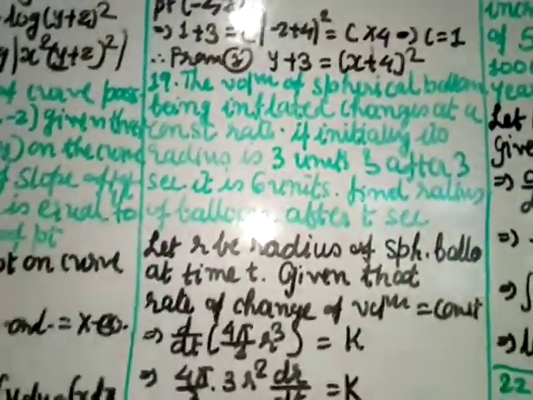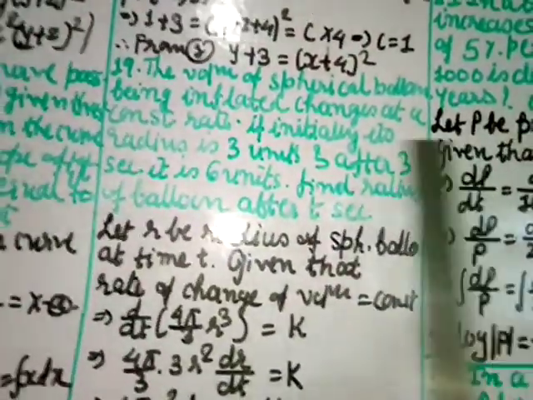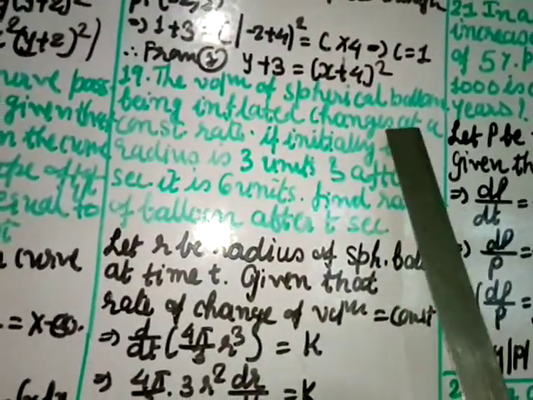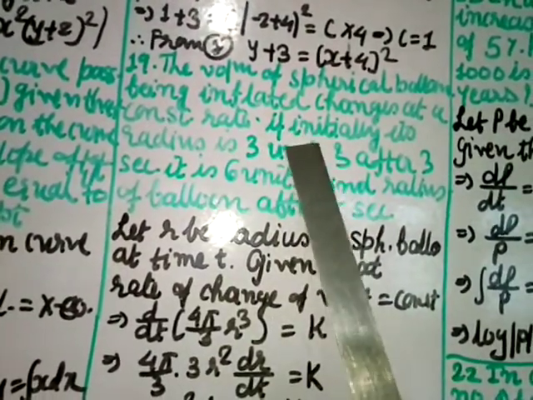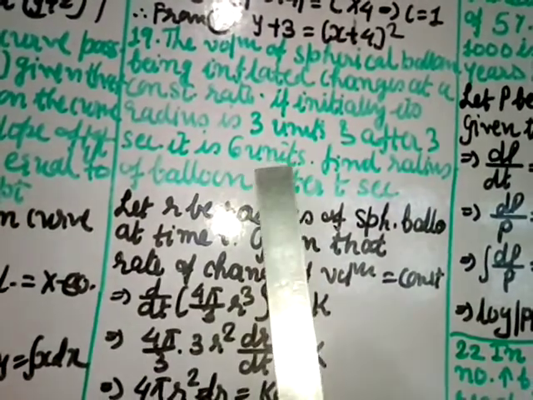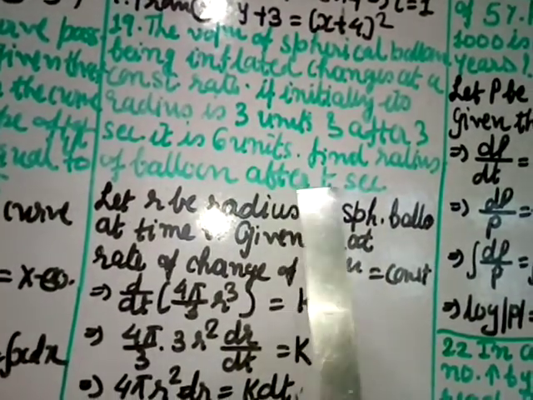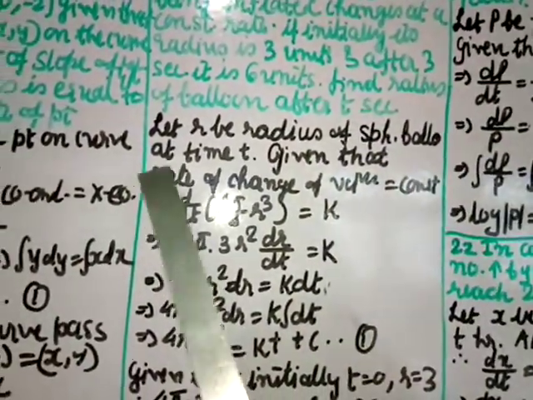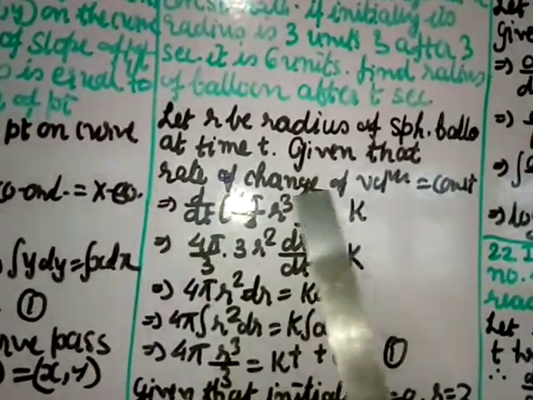Question number 19. The volume of a spherical balloon being inflated changes at a constant rate. If initially its radius is 3 units and after 3 seconds it is 6 units, find the radius of the balloon after t seconds. Let r be the radius of the spherical balloon at time t, given that the rate of change of volume is equal to a constant. Okay, given in the question.